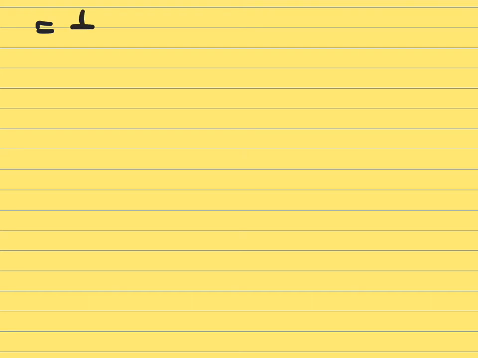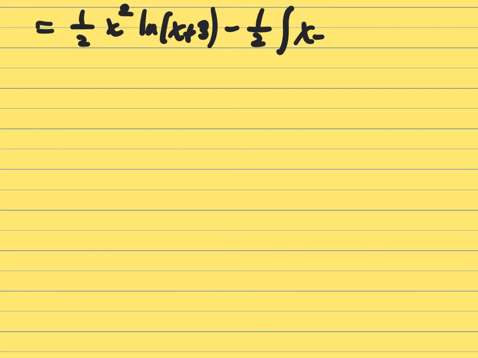Okay, so that takes us to 1/2 x squared, natural log x plus 3, minus 1/2 integral x minus 3, plus 9 over x plus 3 dx. Basically just recopy the bottom of that slide right ahead. Okay, let's get down to it. We've got 1/2.